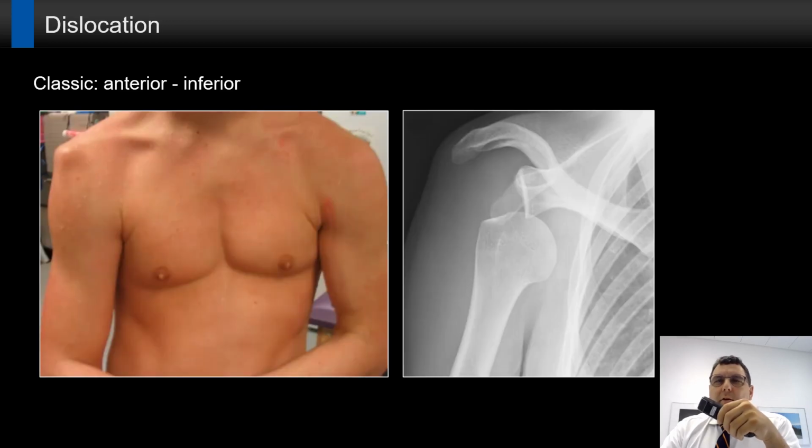This is a typical case of an anterior-inferior shoulder dislocation, which is the most common dislocation. You can see the classic sign if you see the patient in front of you, and on the left-hand side you can see also the radiograph of that particular patient. You can see there was a huge dislocation of that shoulder.